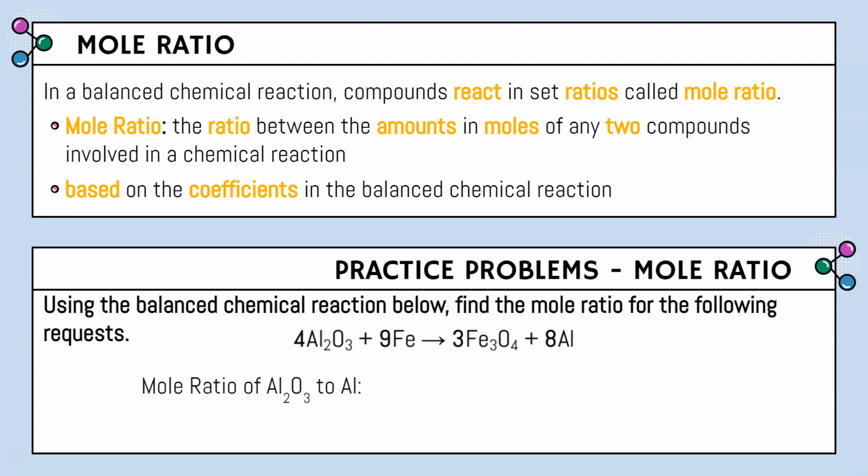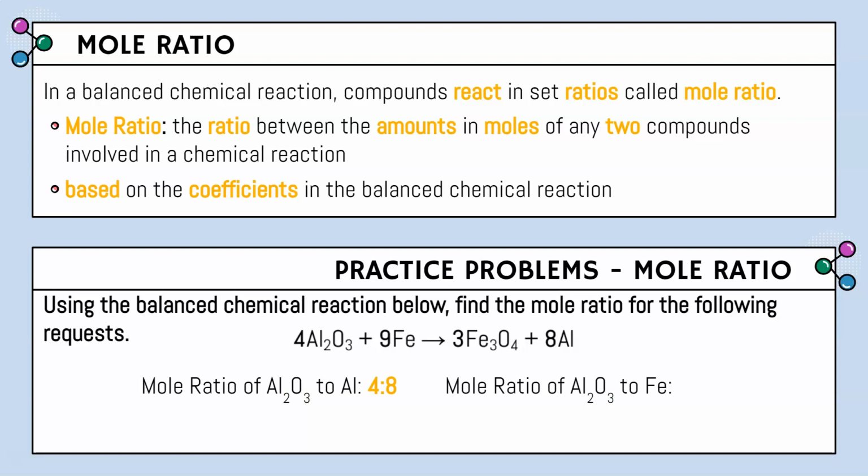So let's go ahead and find the mole ratio of Al2O3 to Al. We have Al2O3 right here in the reaction and Al. Mole ratio is based on coefficients. Al2O3 has a coefficient of 4, and Al has a coefficient of 8, so the mole ratio is 4:8. That means there's 4 Al2O3s for every 8 Als. Your first instinct might be simplifying 4:8. Don't. Keep it the way it is. We don't simplify mole ratios.